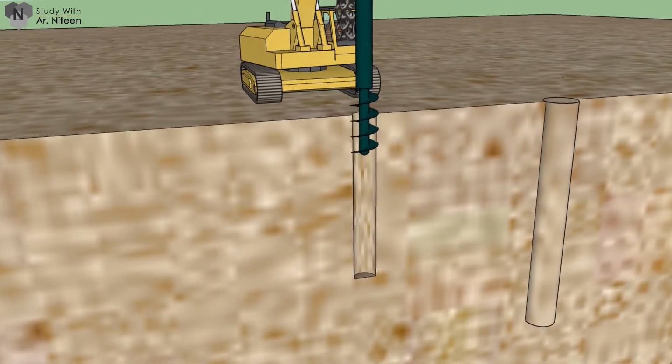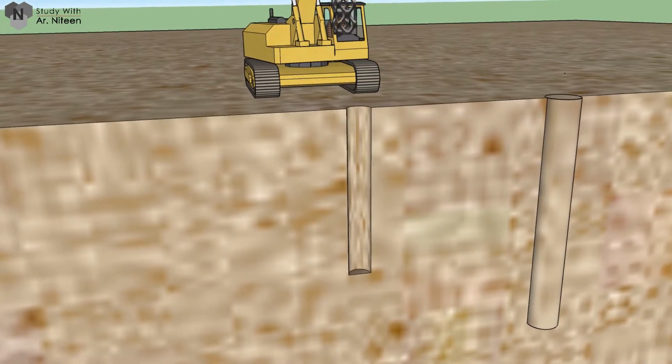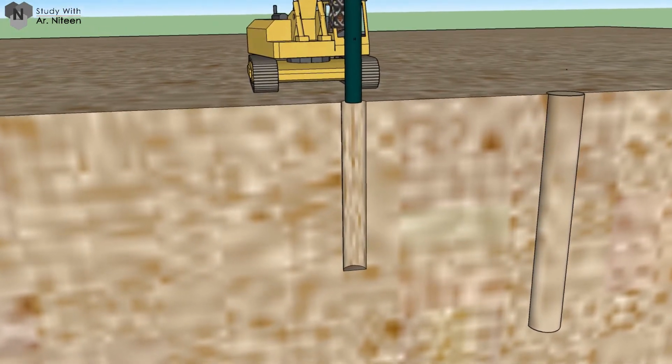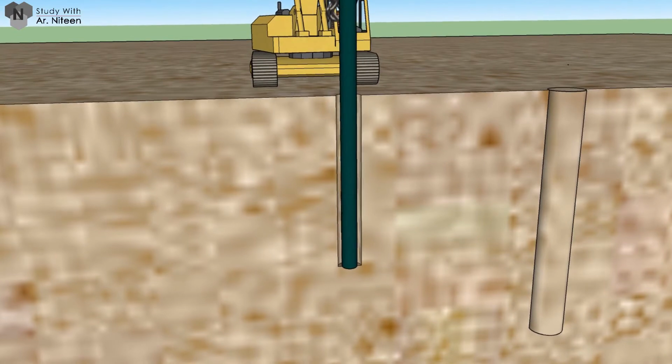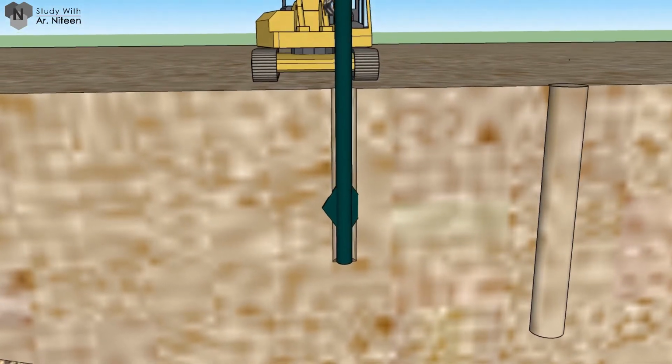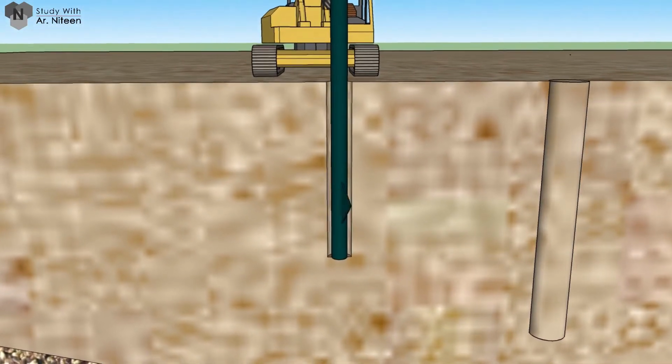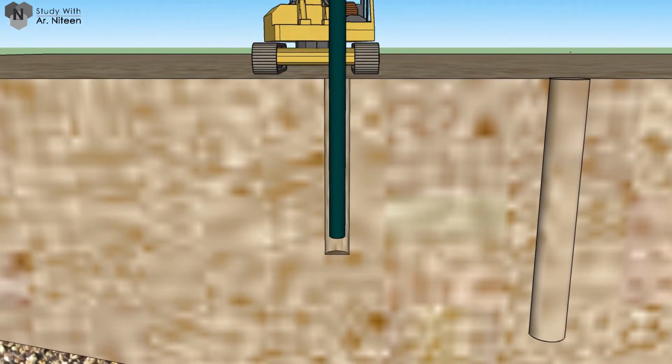The reinforcement cage is then lowered in the bore hole. Concrete is gradually placed in the hole and compacted. The maximum depth of the underrim piles is 3.5 meters and they are mostly used for lesser loads.